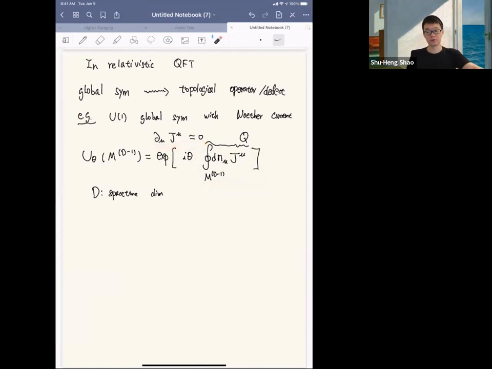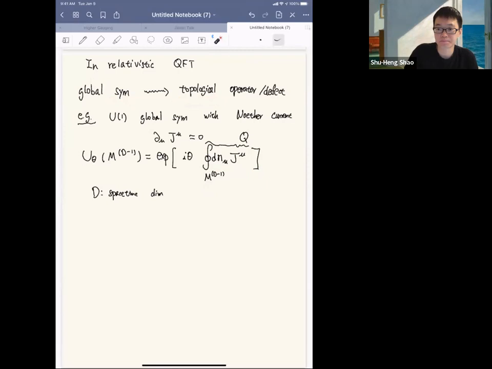However, in a relativistic quantum field theory in Euclidean signature, there's nothing special about the time direction. So the conservation under the time evolution will also imply that the charge is independent of the shift in the x direction, the y direction, and the z direction. More generally, the relativistic version of the conservation under time evolution is the statement that this charge only depends on the choice of the manifold M topologically. It doesn't care too much about the detailed shape of your codimension one manifold M. And that's why a symmetry is naturally related to a topological operator.